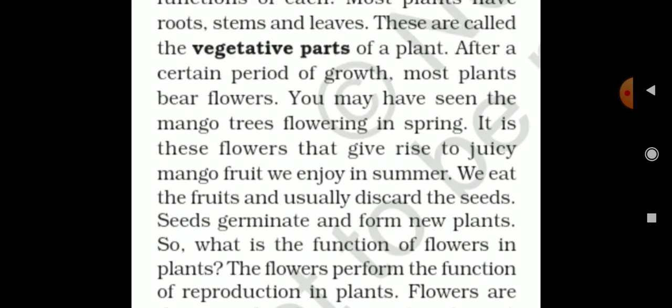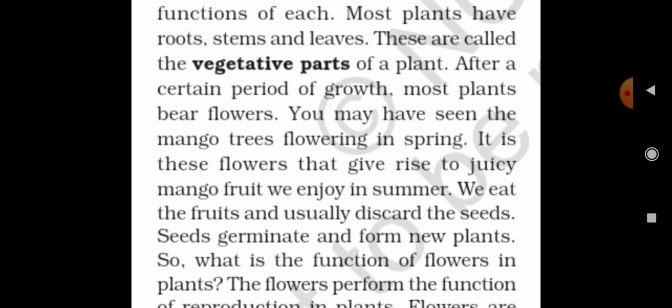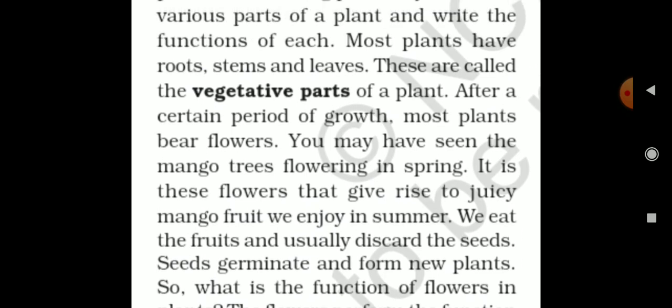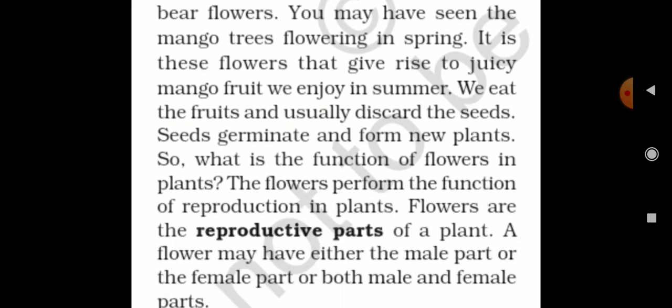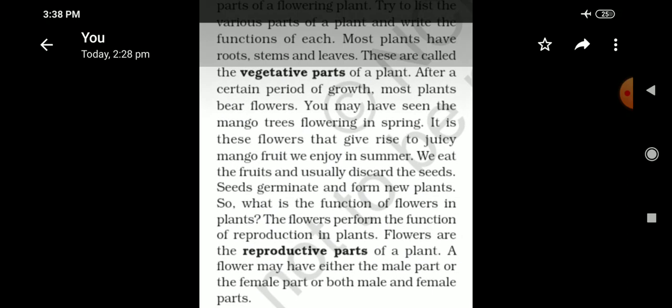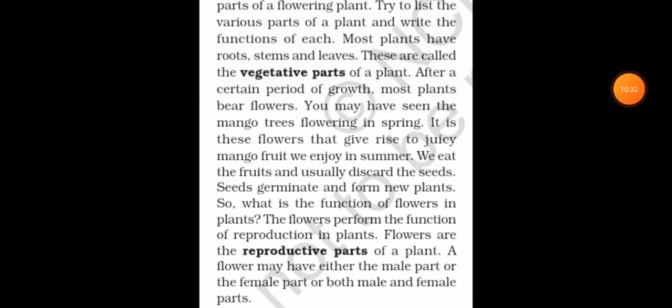Reproductive parts and vegetative parts. Which one is the vegetative parts? Do you remember? Roots, stems and leaves. These are called the vegetative parts of a plant. Can you understand? All of you should underline the words, students. Which one is the reproductive part of a plant? Flower. Very good. Okay, can you understand? Okay, next.